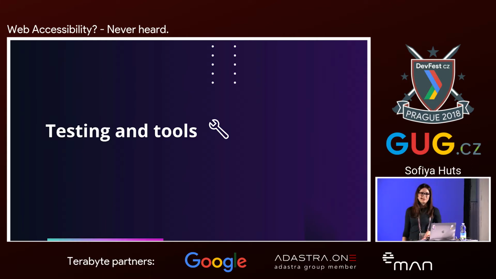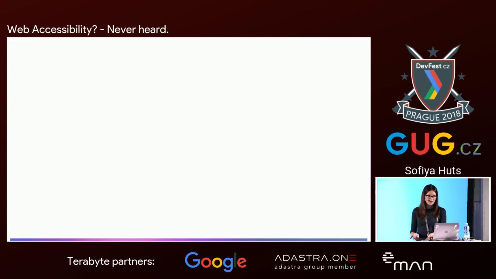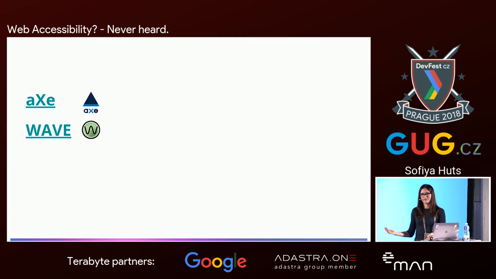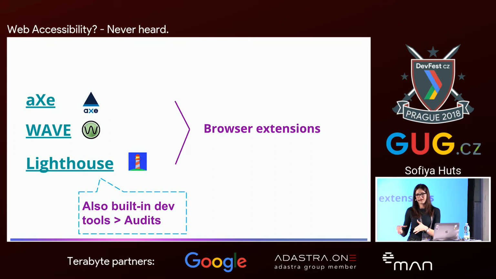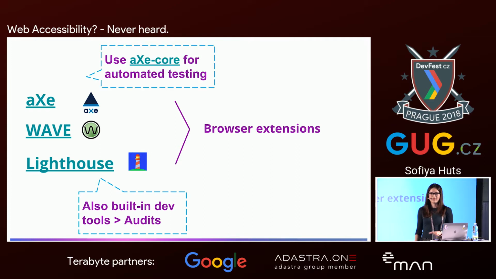And of course, after implementation of web accessibility, it's also important to test it. There are a bunch of tools like Axe, Pave, and Lighthouse, which are browser extensions. And Lighthouse is actually also available in the DevTools in the Audits tab. And Axe Core is a great library for automated testing. So if you want to add it to your CI builds and check all the time that you haven't broken your accessibility, it's a great library to use.